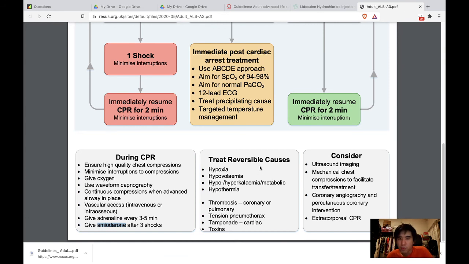Right, treat reversible causes. You've got hypoxia, hypovolemia. So these are the 4 H's and 4 T's, I guess. Hypoxia, hypovolemia, hypokalemia or hyperkalemia or other metabolic causes, hypothermia, or thrombosis, coronary or pulmonary, tension pneumothorax, tamponade, toxins. Consider ultrasound imaging, mechanical chest compressions to facilitate transfer, treatment, coronary angiography and percutaneous coronary intervention, extracorporeal CPR.